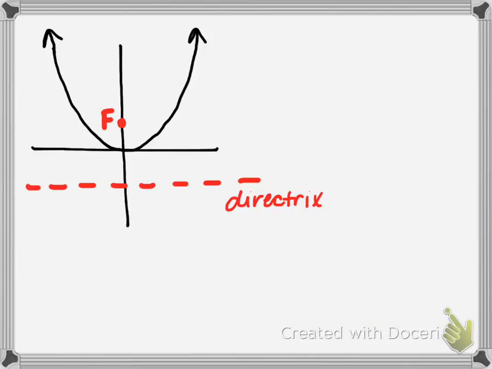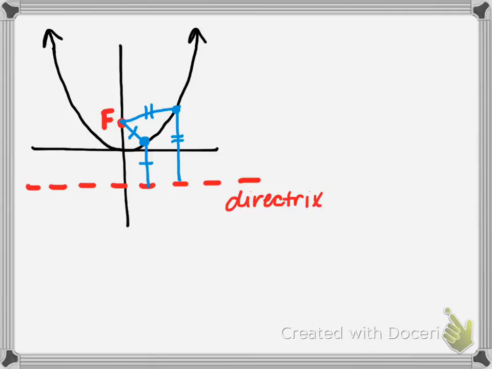So it turns out there is a special relationship between the focus and the directrix and all of the points on the parabola. So if I were to pick any point on the parabola and measure the distance to the focus, and then also measure that distance down to the directrix, it turns out that these two distances will always be equal. So again, picking any point on the parabola, measuring the distance to the focus and the distance down to the directrix, those two distances will be the same.